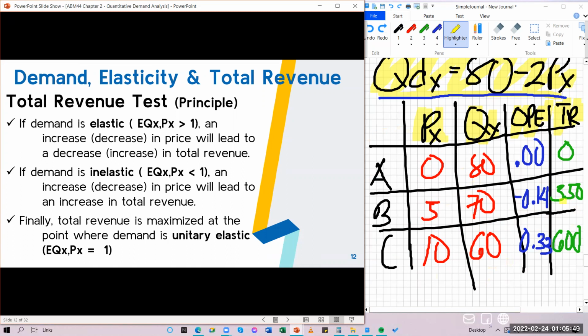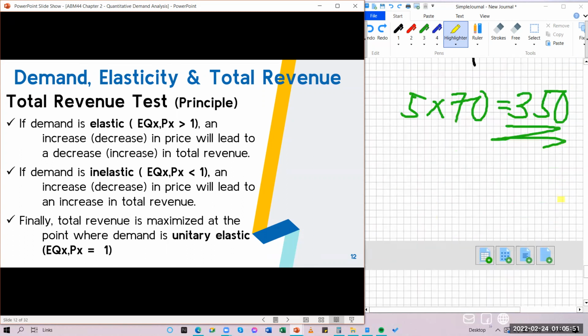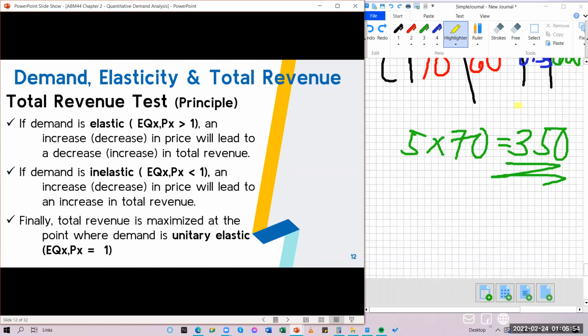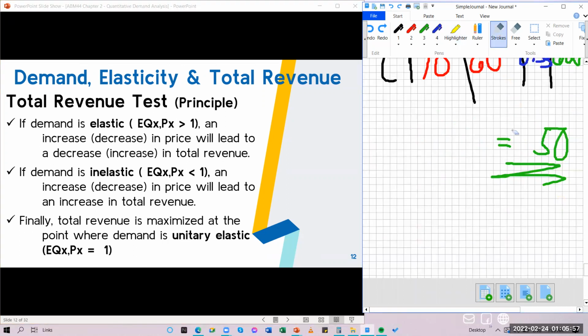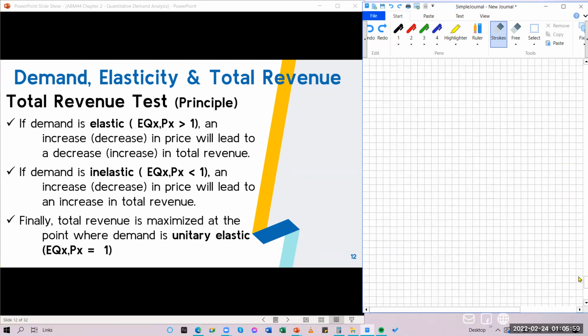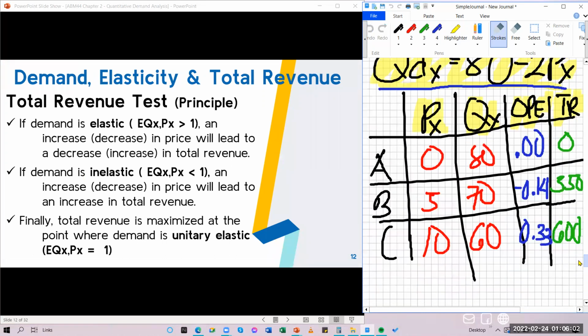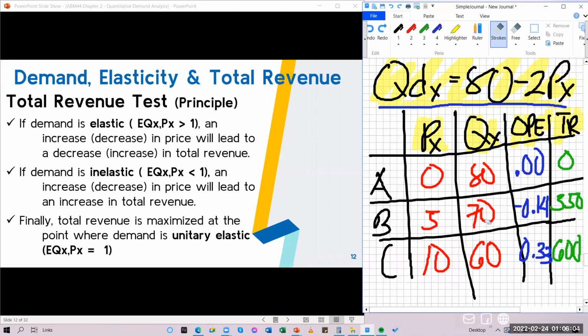So given that we already solved for revenue, revenue, as you had seen earlier, is the price multiplied by the quantity to get your income. So how many books you sold and at what price. So we also have this principle. If the demand is elastic, so the elasticity of demand is greater than 1, an increase in price will lead to a decrease in the total revenue.